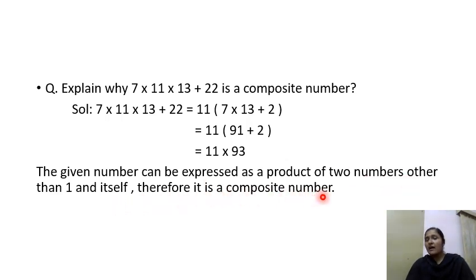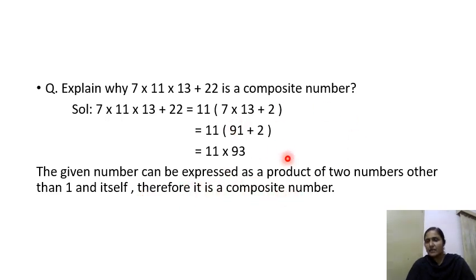Therefore it is a composite number. Or, the wording of this statement can be different. You can rewrite it in this way also: the given number has two factors other than 1 and itself. Therefore it is a composite number.